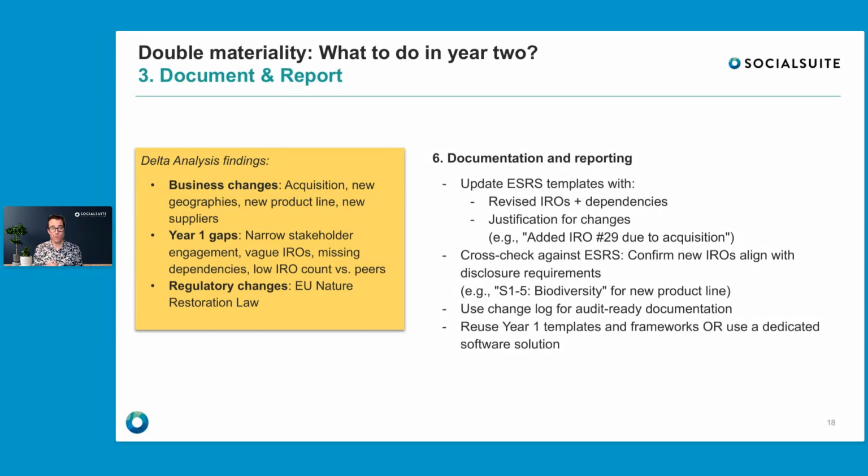We've done the work now. We know what material IROs we have. We know what topic standards in the ESRS are linked to that. So can we now document and report the outcomes of our materiality assessment? This is about updating your ESRS templates or systems. Use the information, frameworks and standards you had last year to update your issue register and dependencies, and make sure that you capture your justification for changes.